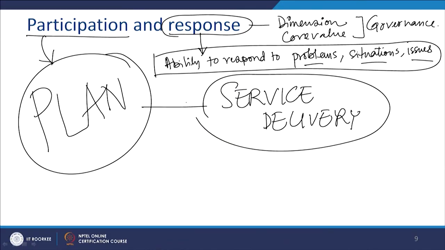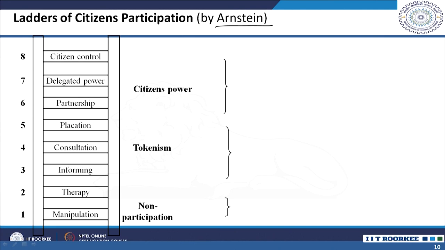So, with this I would like to share a theoretical model of participation, that is how the urban local bodies and cities can make people involvement and what are the levels of the involvement. This model is given by one scholar called Arnstein. This is called the ladder of citizen participation. There are 8 stages of citizen participation, starting from manipulation, therapy, informing, consultation, placation, partnership, delegated power and citizen control.